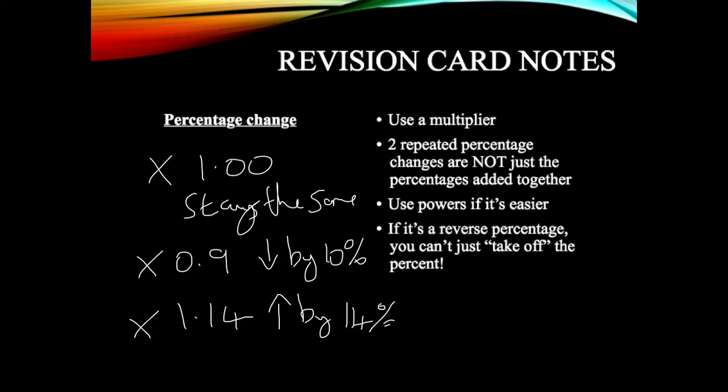If it's easier to use powers on a depreciation or a compound interest question, by all means do. And if it's a reverse percentage, don't just take off the percent. You've got to set it out using a little bit of algebra and say x multiplied by whatever the multiplier is. So the multiplier here, multiplier, and that's going to give you the answer. So you're going to end up doing a divide. The whole point of these is that you're going to end up dividing by the multiplier.